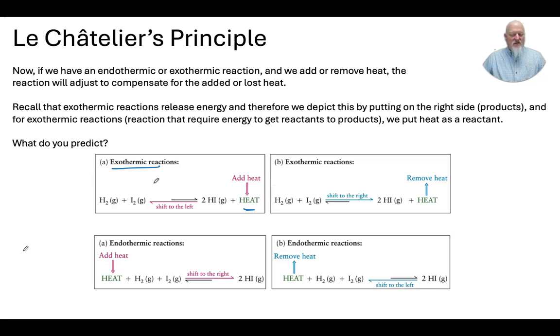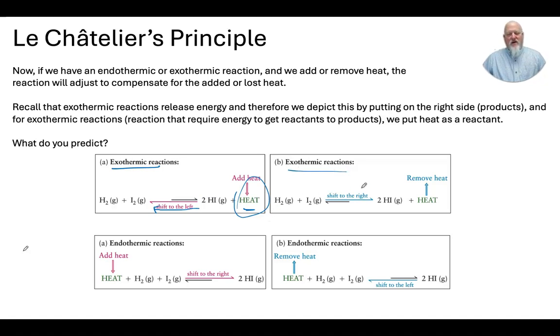So during an exothermic reaction, if we add heat, adding heat means we're adding heat to both reactants and products. But if we add heat, that gives us an excess of heat in the reactants, and the reaction is going to shift to the left to reduce some of that, and results in creating more reactant.